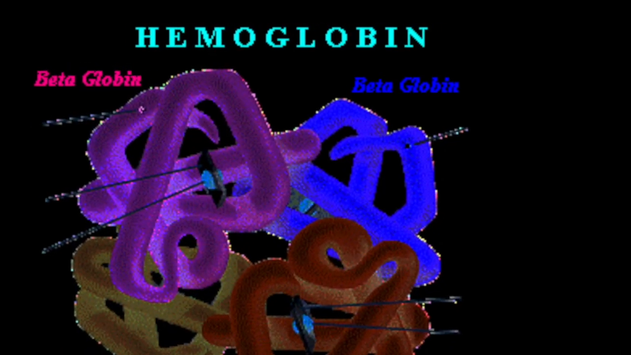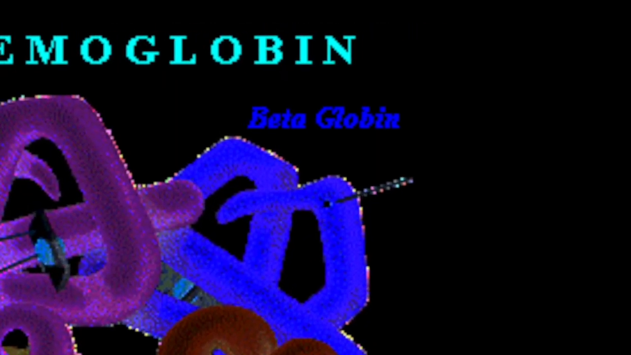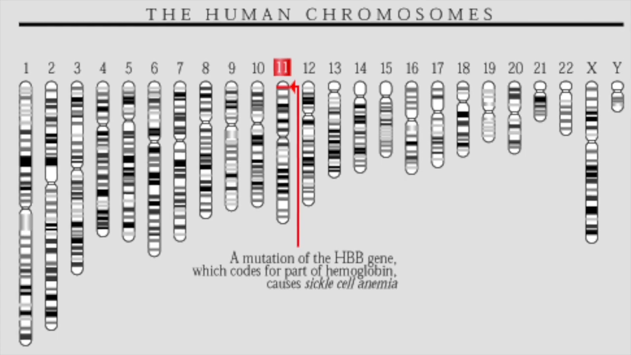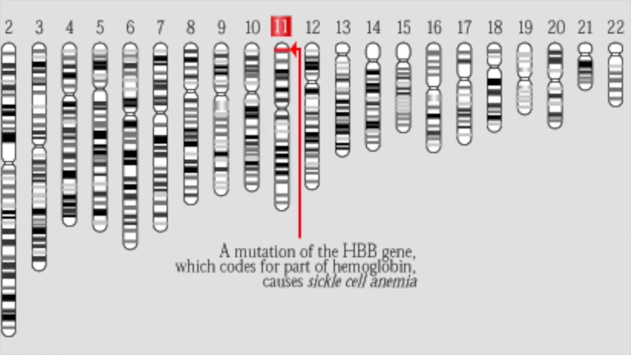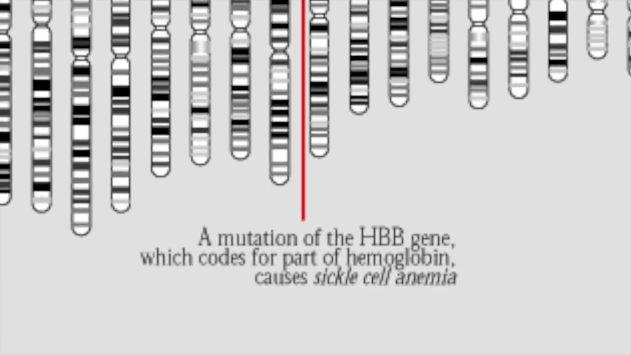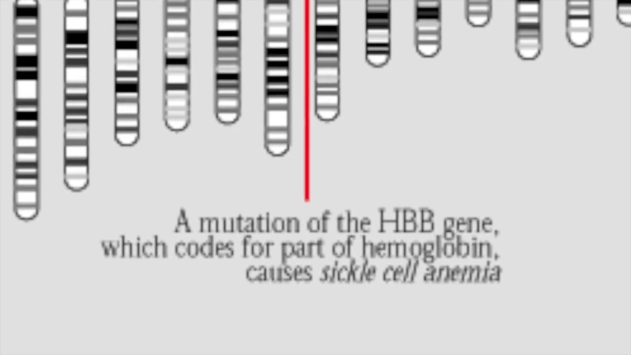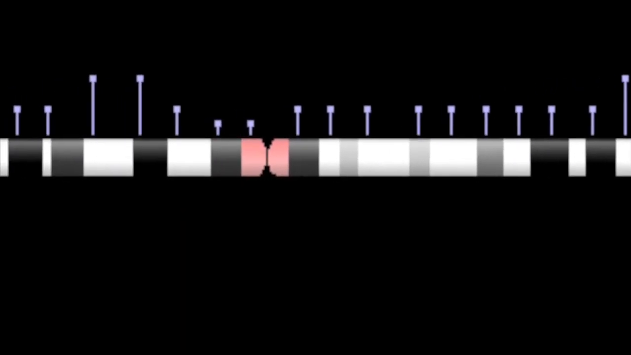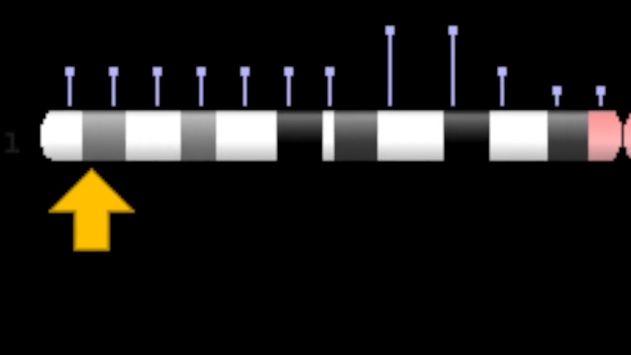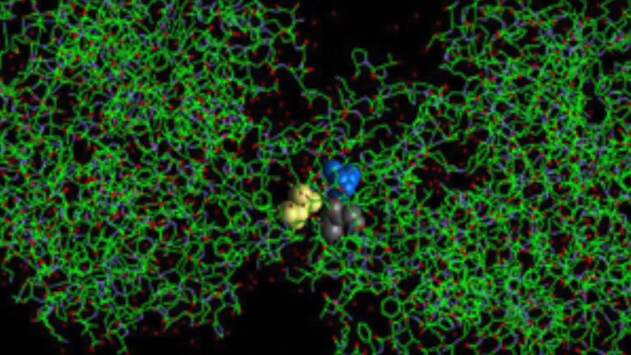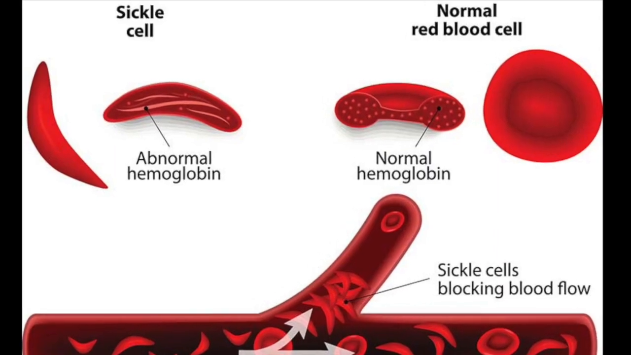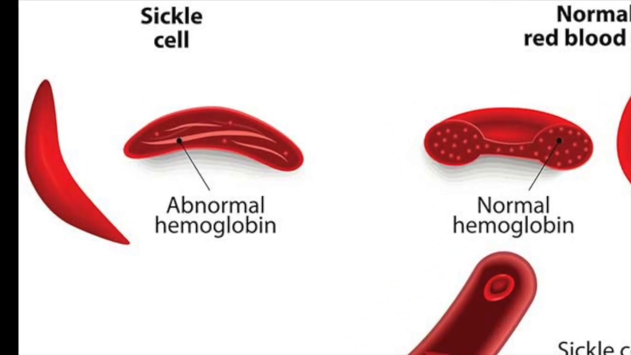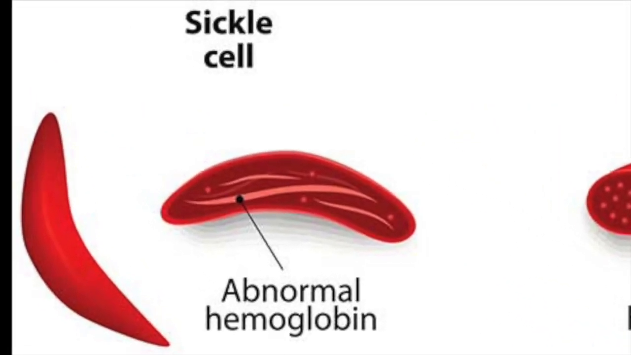The hemoglobin consists of 4 protein subunits. 2 of these subunits are called beta globin. When someone has sickle cell anemia, there has been a mutation in their HBB gene, leading to a different version of the beta globin subunits. The HBB gene provides instructions for making beta globin and is found in chromosome 11. This mutation leads to hemoglobin S. In people with sickle cell anemia, hemoglobin S replaces both beta globin subunits.